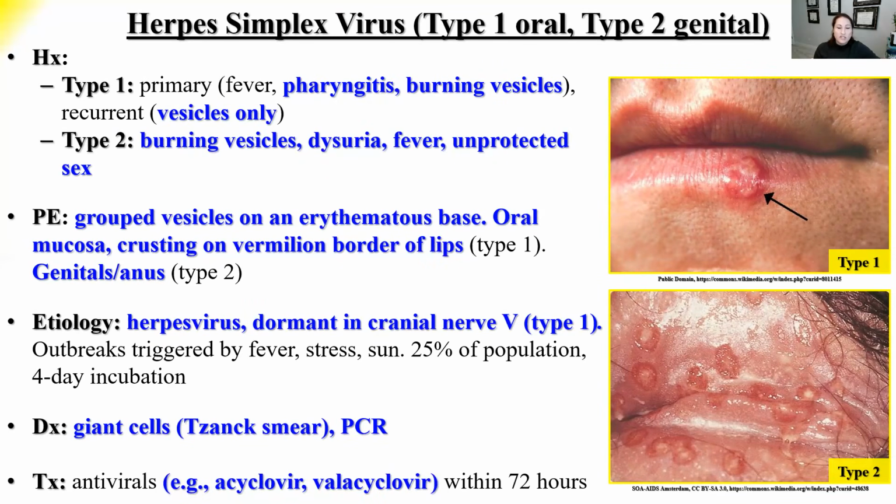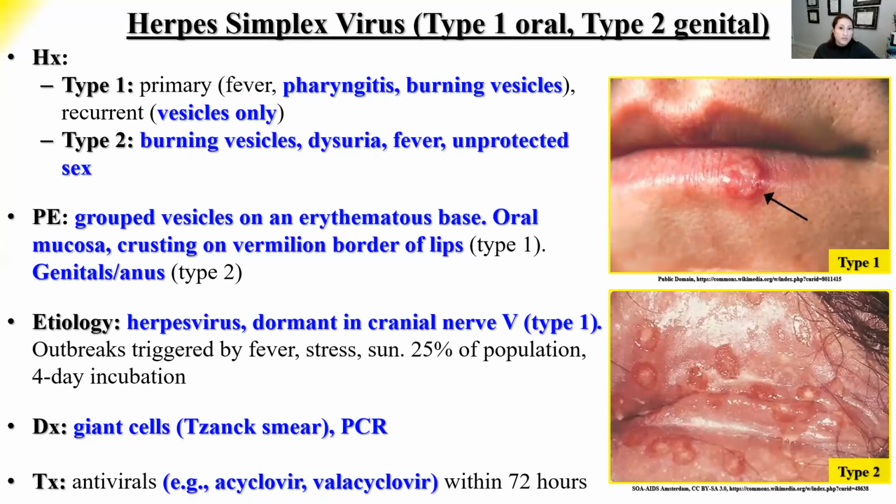Herpes virus is what causes this, and it's dormant in cranial nerve 5, which is our trigeminal nerve. So that's type 1, and that's a very commonly tested exam question. Cranial nerve 5 is where type 1 stays dormant, which makes sense because cranial nerve 5 has to do with the sensation in this area of our face. 25% of the population has this, and your subsequent outbreaks are triggered by fever, stress, or sunlight exposure.